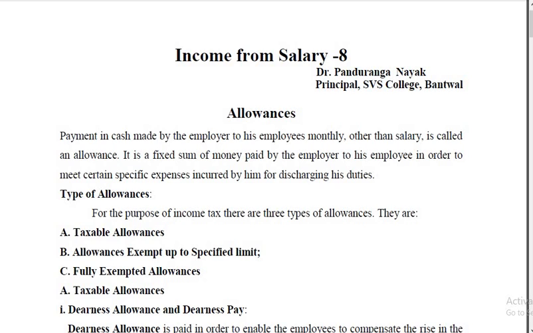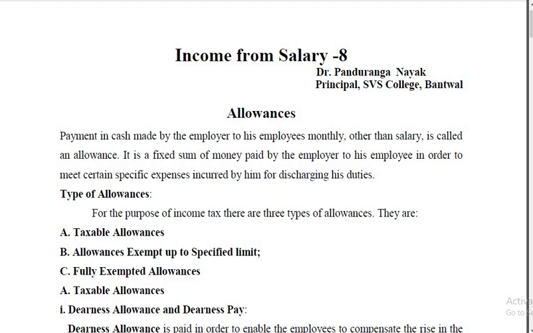When I started the salary chapter, I told you the total salary consists of four components. Number one, basic. Number two, allowances. Number three, perquisites. And number four, profit in lieu of salary. Yes, basic you know already.